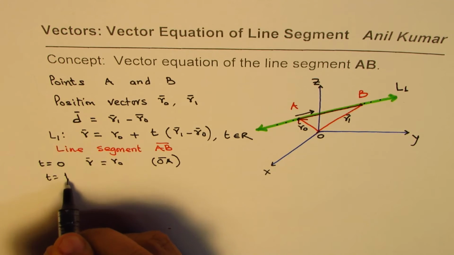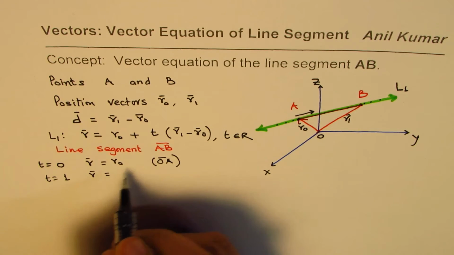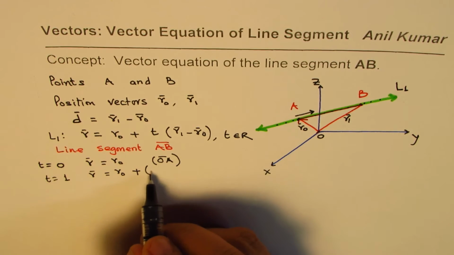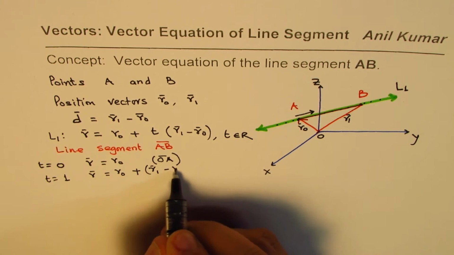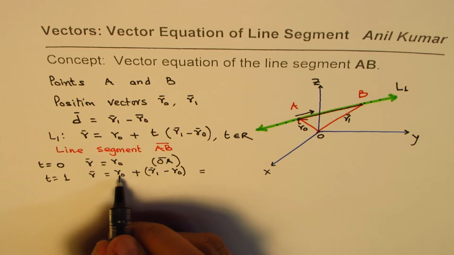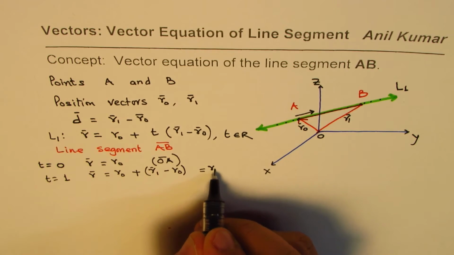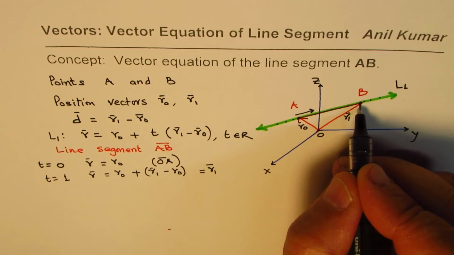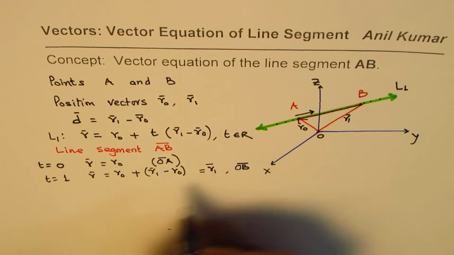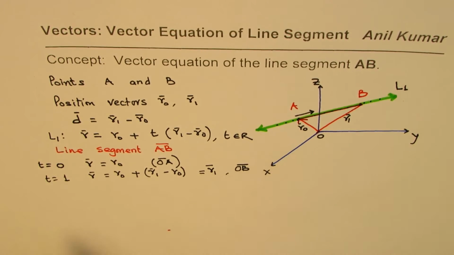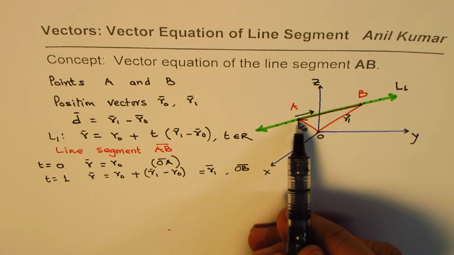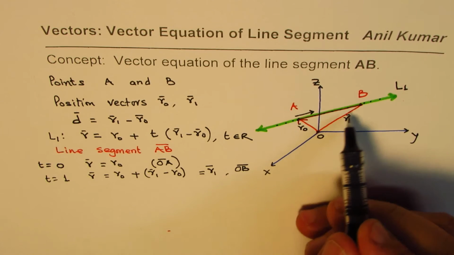If T equals 1, then R will be equal to R0 plus, T is 1, so we get R1 minus R0, right? And R0 minus R0 is 0. So we get the vector R1, which represents the position vector OB. So what you notice here is that if t equals 0, then it is point A. When t is 1, it is point B.